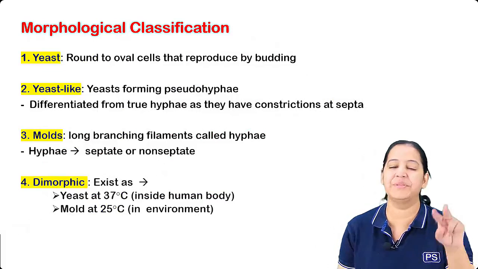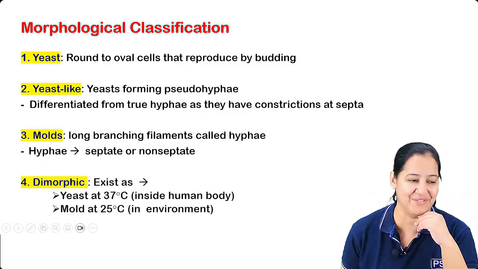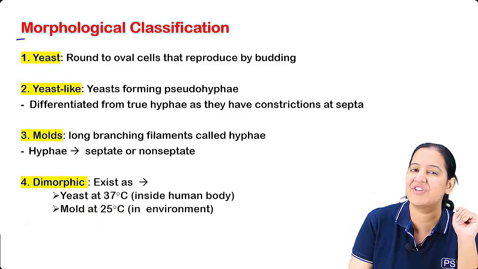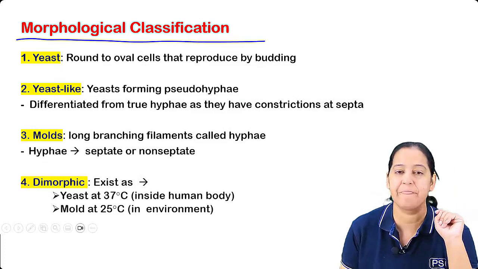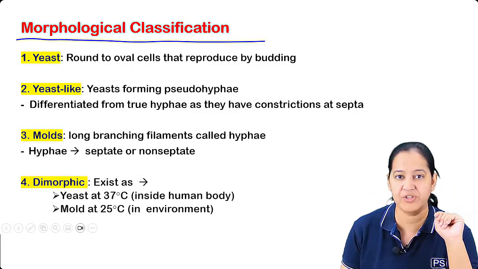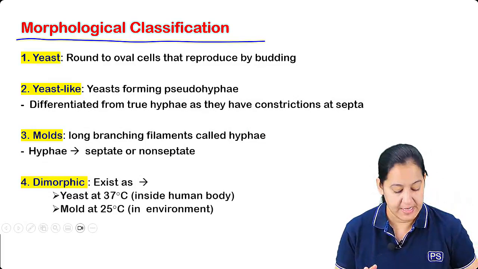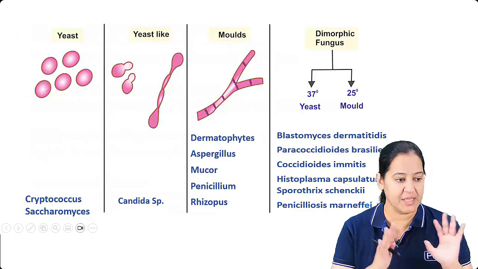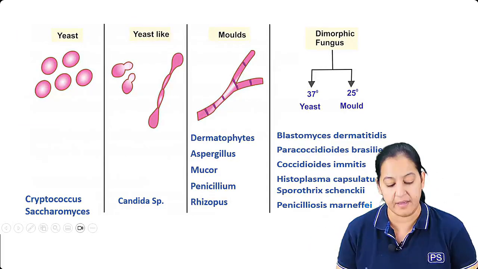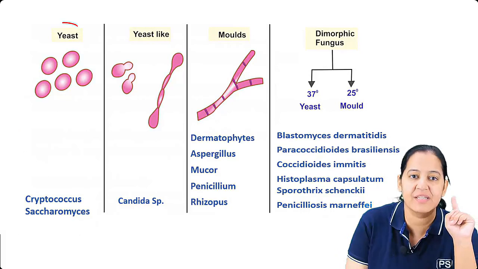So I told you that I'm going to teach you two classifications of the fungus. The first classification is the morphological classification, and then the pathological. So first see the morphological classification. These are the four categories of the fungus. The first category, can you see the first? These are known as yeast.